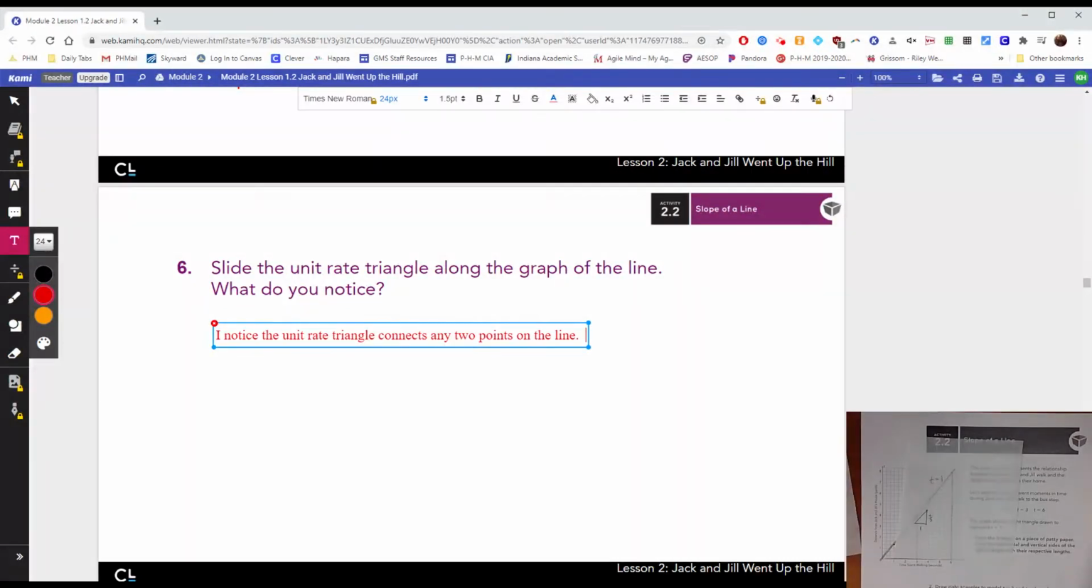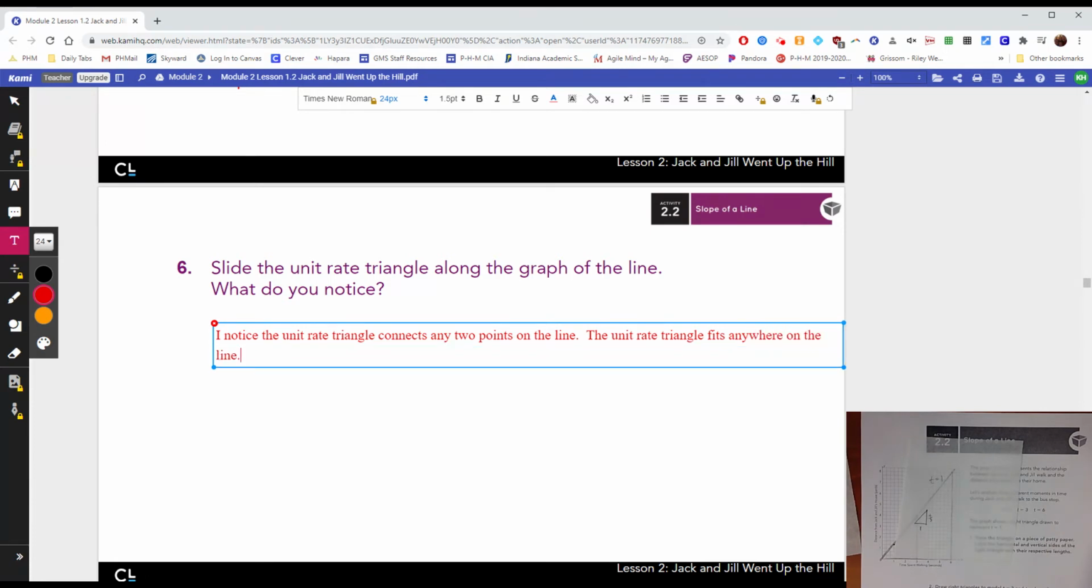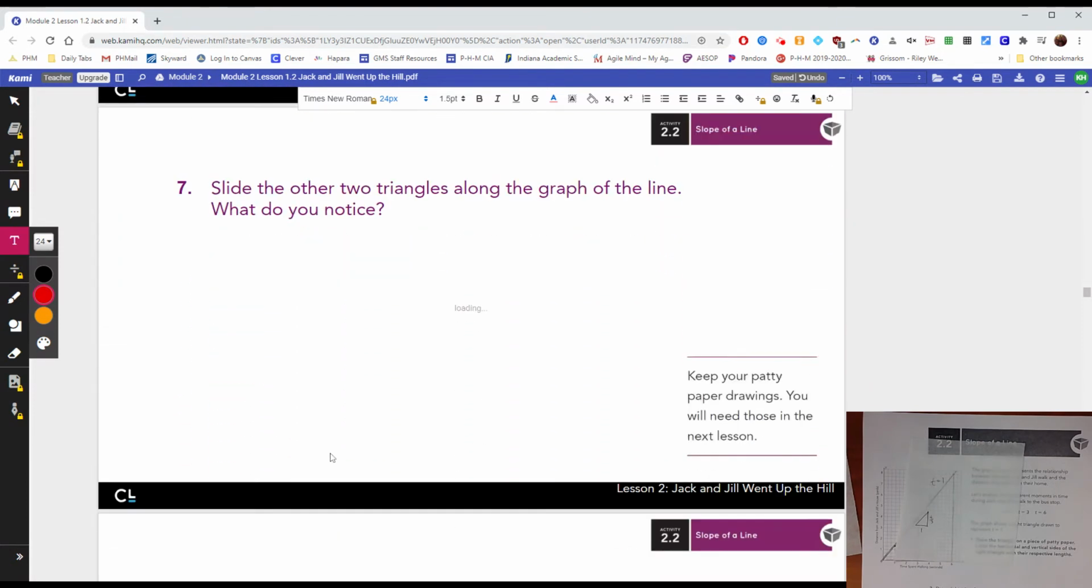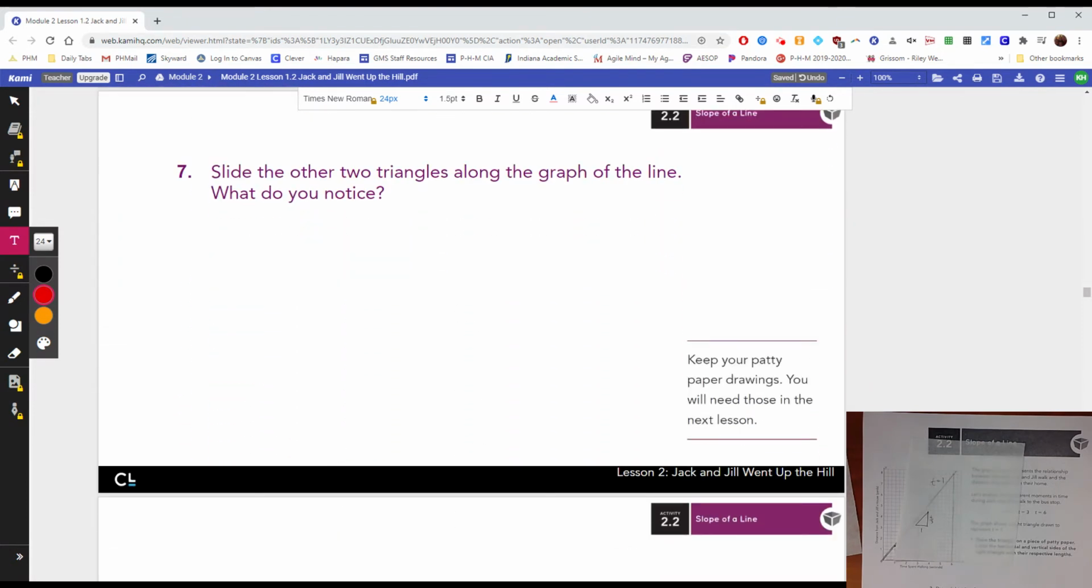You could also say the unit rate triangle fits anywhere on the line. As I slid it, I just noticed that it kind of fit. No matter where I put it, it fit. Now slide the other two triangles.